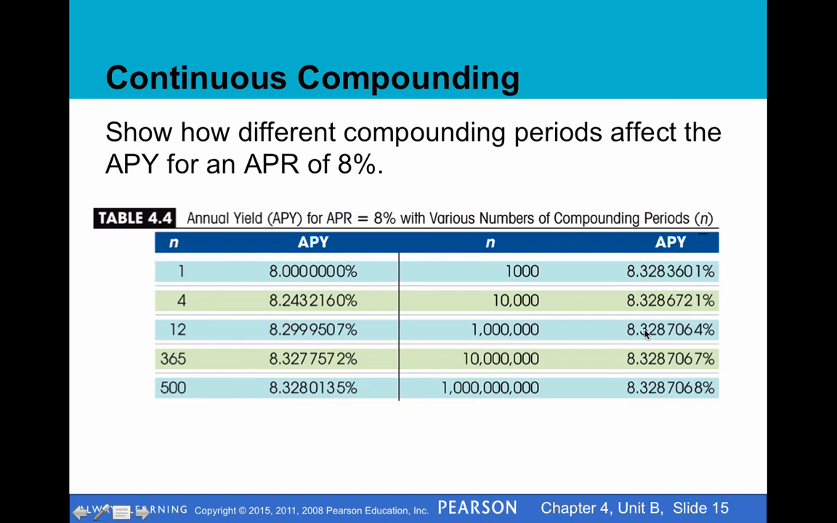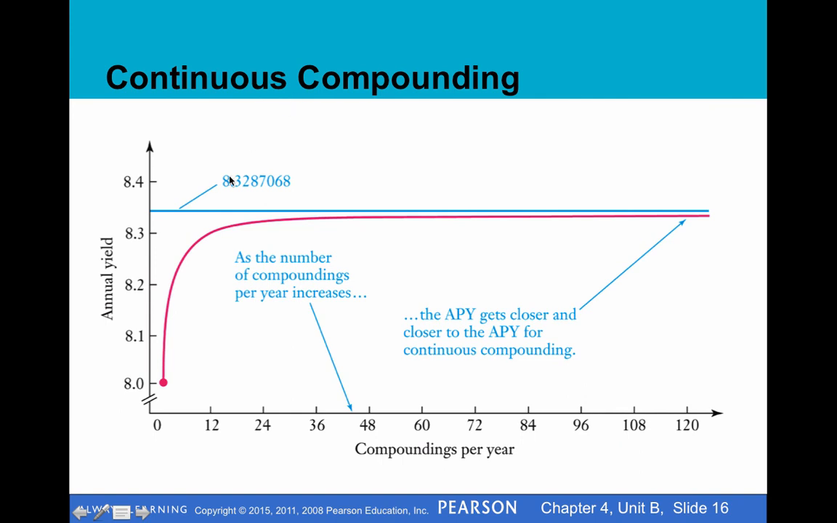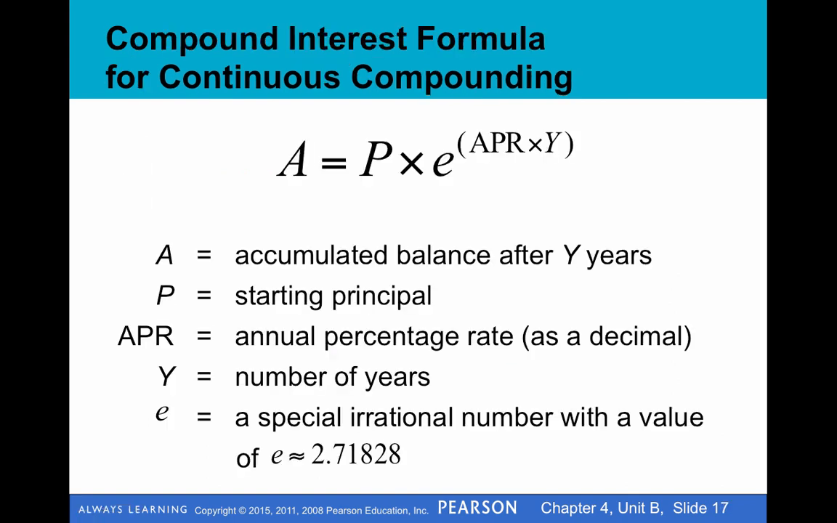But notice the change isn't that significant once we get past 365 days. It's all 8.32, 8.32, 8.32. So that's what they're showing there. As the number of compoundings per year increases, the APY gets closer and closer to the APY for continuous compounding.